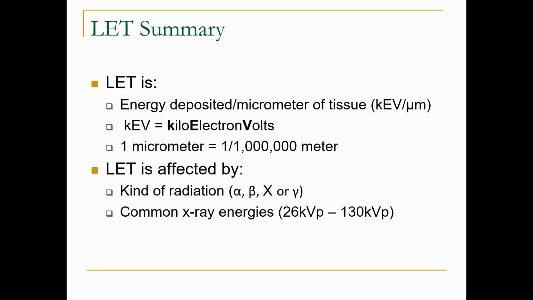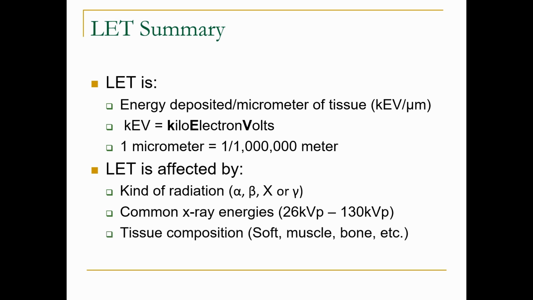Tissue composition can affect LET. Tissues with a high atomic number will interact more vigorously with radiation, which explains why radiographs are able to visualize internal body structures like bone compared to the soft tissue in the organs.